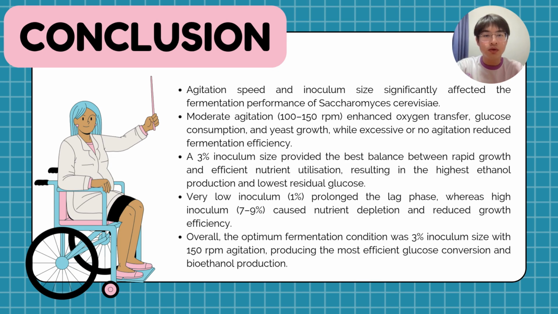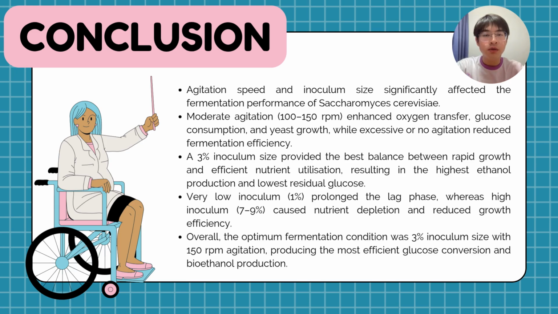This experiment also showed that inoculum size plays an important role. A low inoculum size of 1% resulted in a longer lag phase and slower fermentation, while higher inoculum sizes of 7% and 9% caused rapid nutrient depletion and increased competition among the cells. In contrast, a 3% inoculum size provided the best balance between cell density and nutrient availability, leading to efficient glucose consumption and the highest ethanol production.